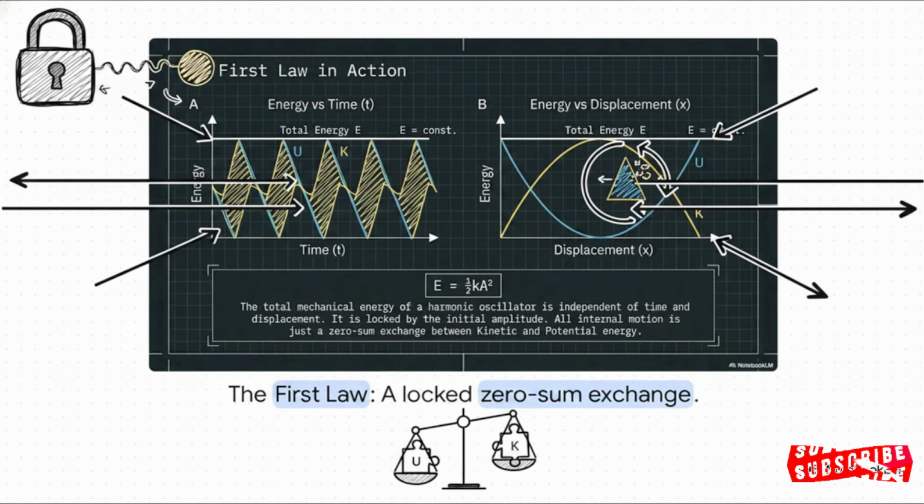Notice that straight, perfectly flat line running across the top of the energy graph? That represents total energy, and it proves that the total mechanical energy is completely independent of time. It's a locked system. The initial pull, your amplitude, determines the total energy budget for the whole ride, and from that moment on, it is a flawless, zero-sum game of internal exchange.